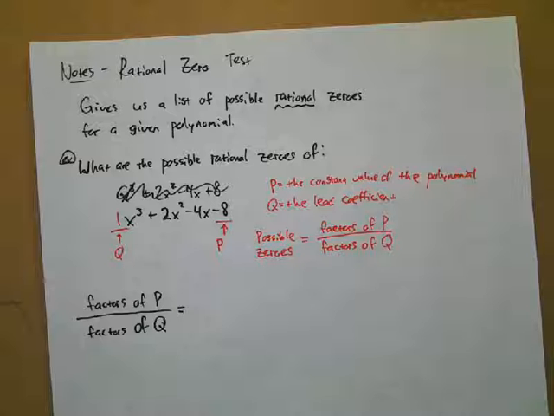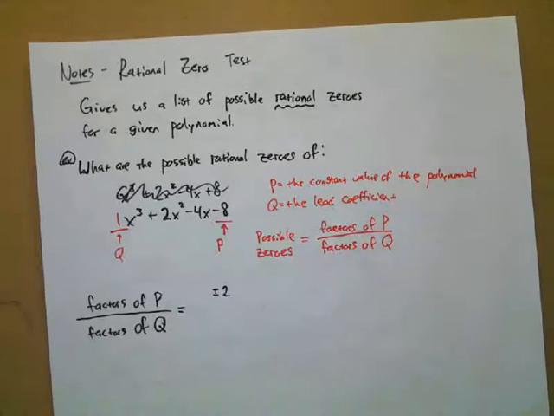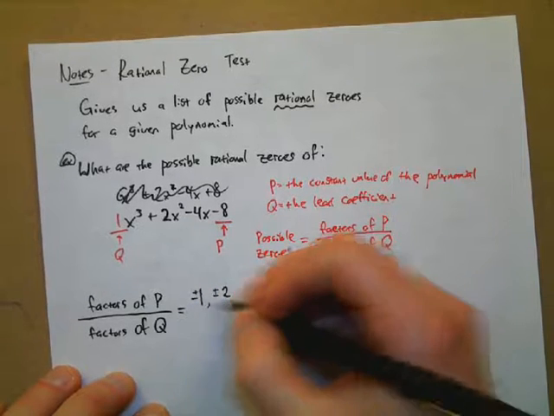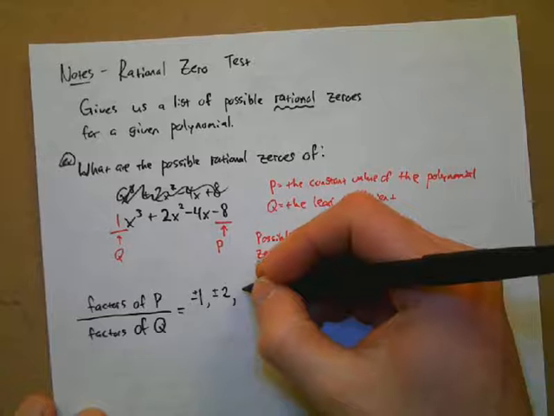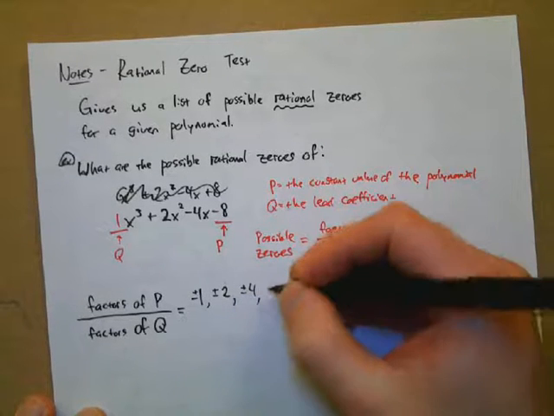What else? 1. Yep, it's always going to be there, right? What else? 4 and 8. There we go. The chorus joins in. And so what about the factors of Q? Just 1, that's it. Yeah, plus or minus 1.